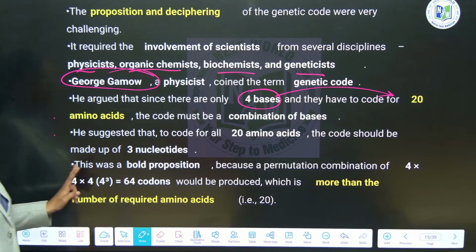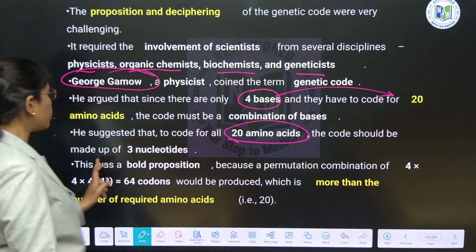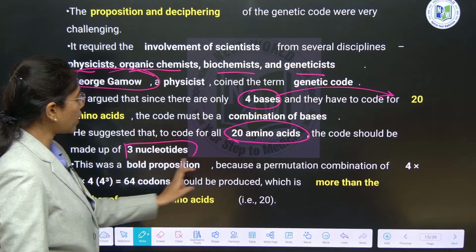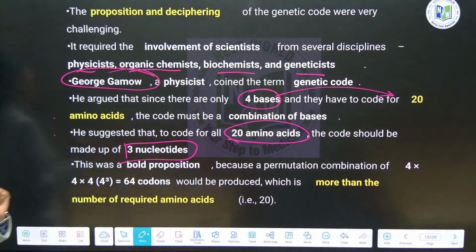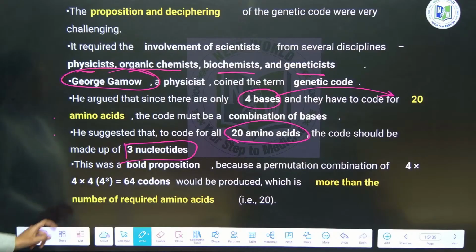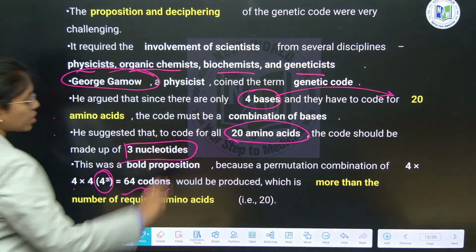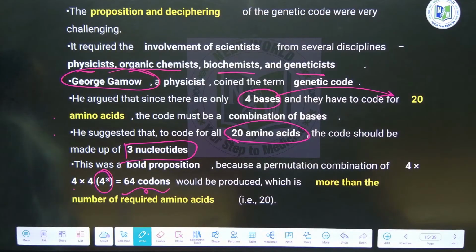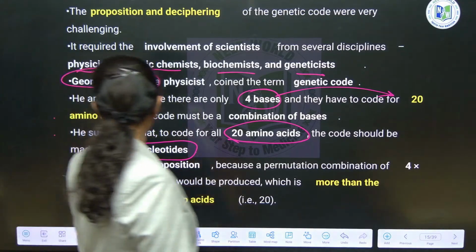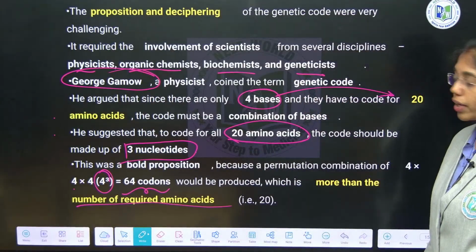He suggested that to code all the 20 amino acids, the code should be made up of how many nucleotides? 3 nucleotides. It was a bold proposition at that point of time, because a permutation combination of 4 into 4 into 4, that is 4 cube, would produce 64 codons, which is more than the number of required amino acids.